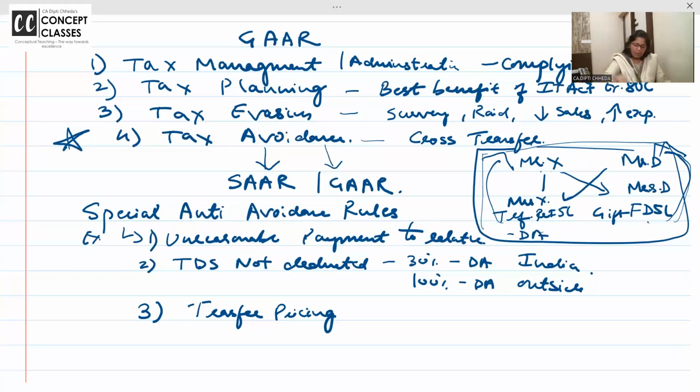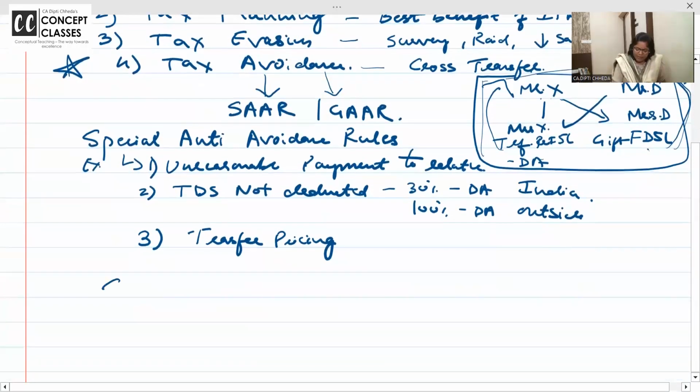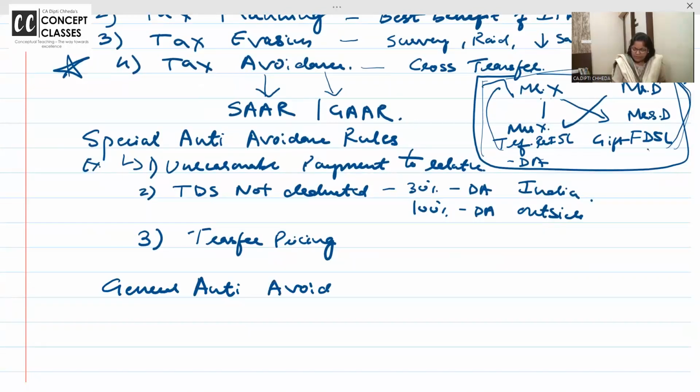Okay. Now, मैम जब सार है तो गार की क्या जरूरत है? What is the full form of GAAR? General anti-avoidance rule.